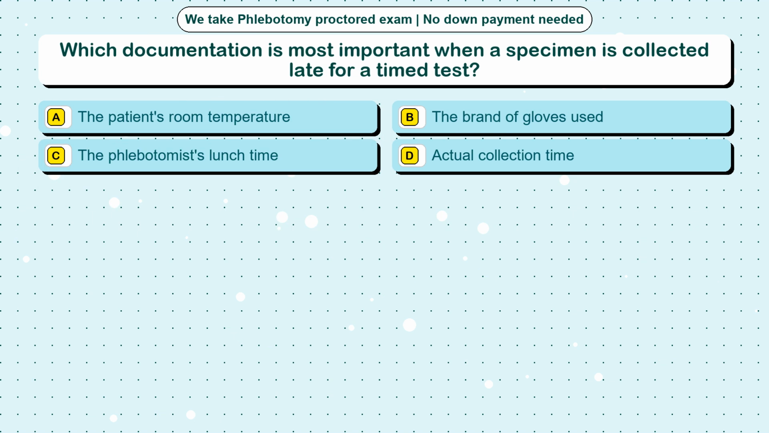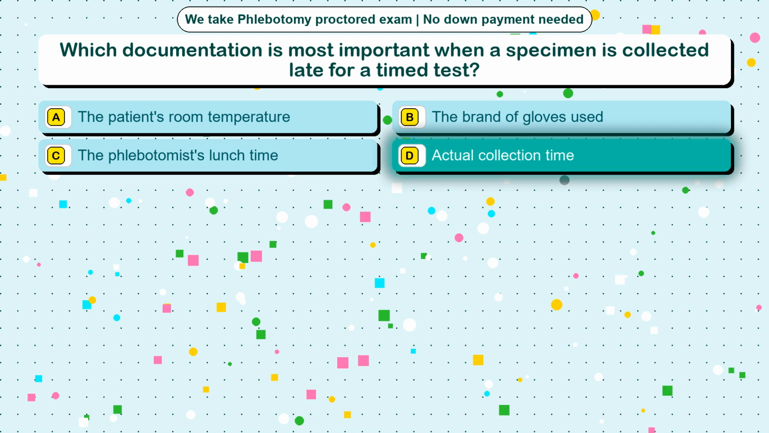Question 87. Which documentation is most important when a specimen is collected late for a timed test? Option A. The patient's room temperature. Option B. The brand of gloves used. Option C. The phlebotomist's lunch time. Option D. Actual collection time. The correct answer is option D.